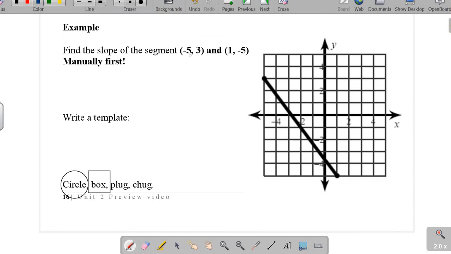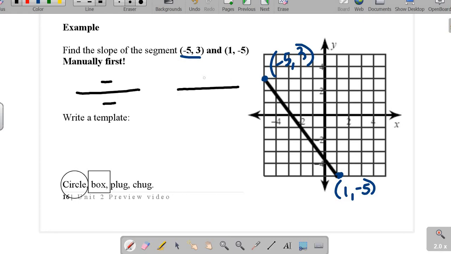Here's our same 2 points. We have -5, 3 right here, and 1, -5. We're going to do this twice. So here's your template. Your template, very, very super duper critical that you always do a blank template first. Then you circle, plug, chug.